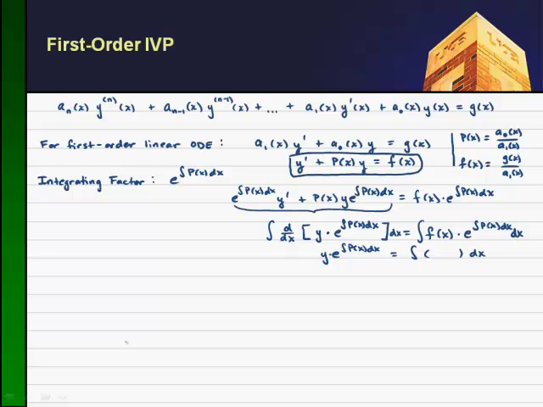Okay, so let's look at an example of this. Let's say we wanted to solve 2x minus y is equal to y prime.